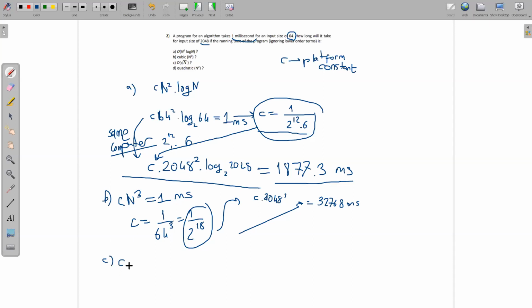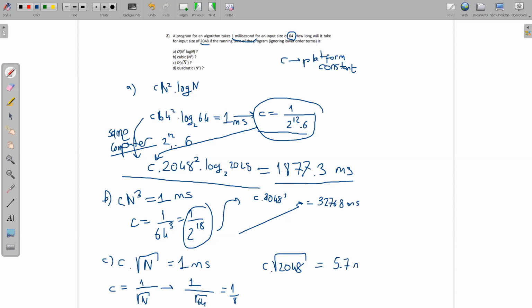And that one is the same. It is just C times square root of n. It is 1 millisecond. Then C is 1 over square root of n, which for 64 is 1 over 8, I think. Then what is C times square root of 2048? It is 5.7 milliseconds.